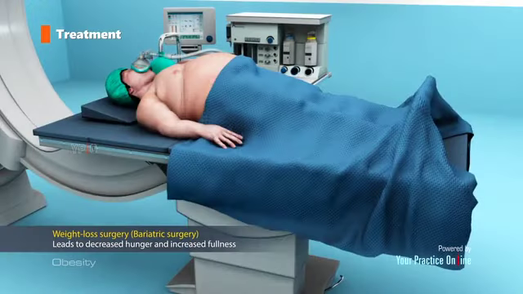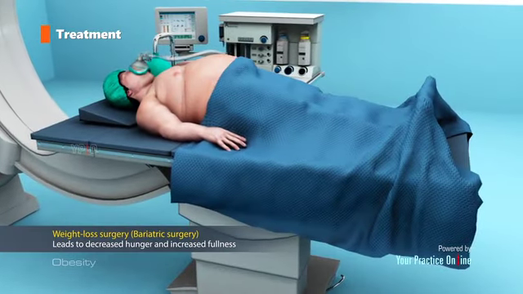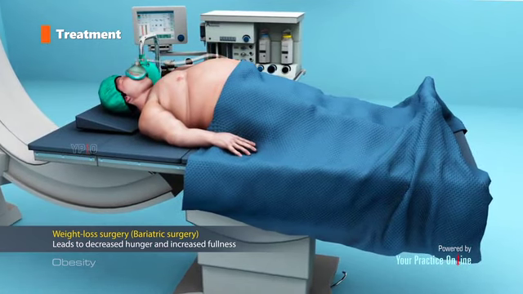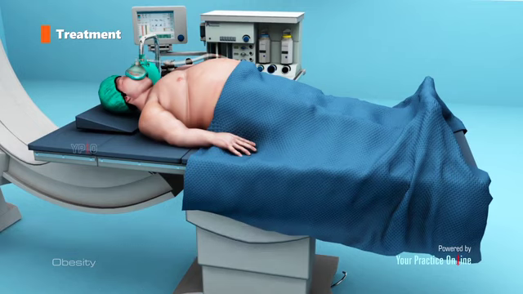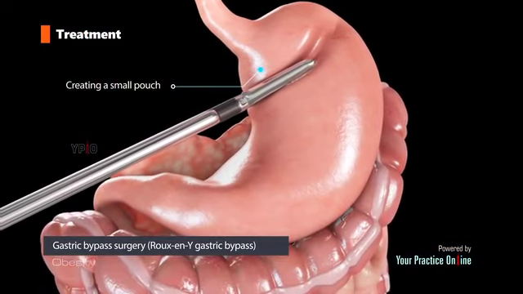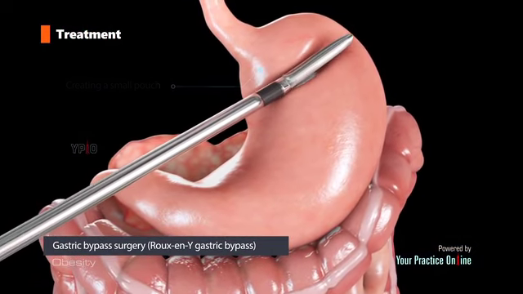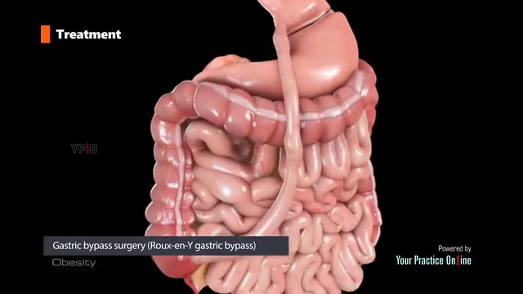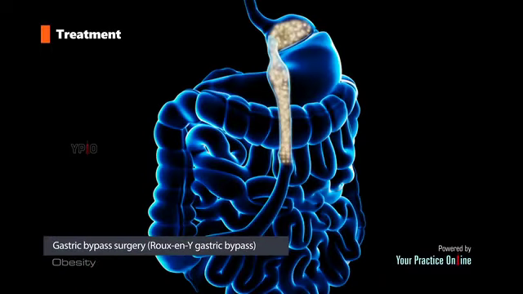Weight loss surgery, also known as bariatric surgery, is considered in patients with obesity. Weight loss surgery leads to decreased hunger and increased fullness. The available surgical options for weight loss include gastric bypass surgery, also called Roux-en-Y gastric bypass, involves creating a small pouch on top of your stomach and bypassing the flow of food directly to the small intestine, thereby avoiding absorption from the remaining part of the stomach.